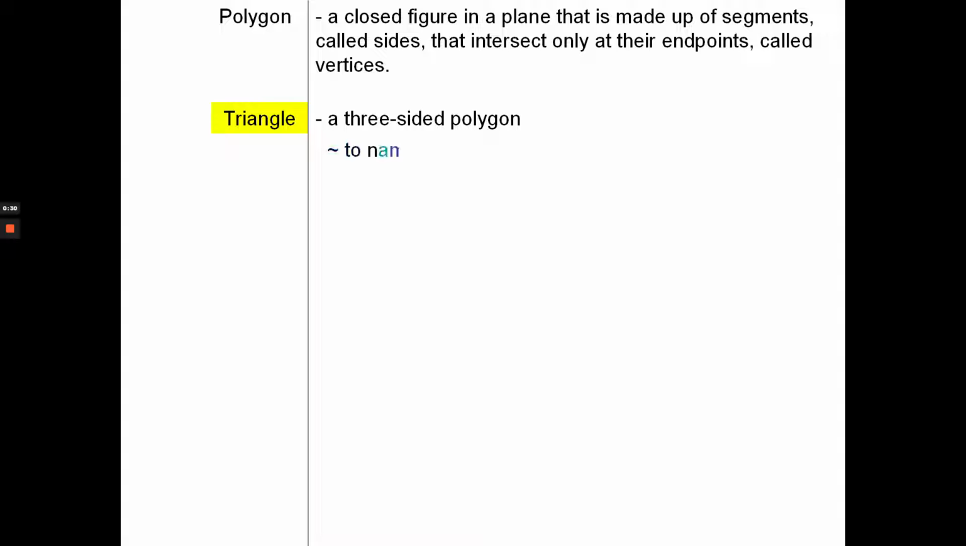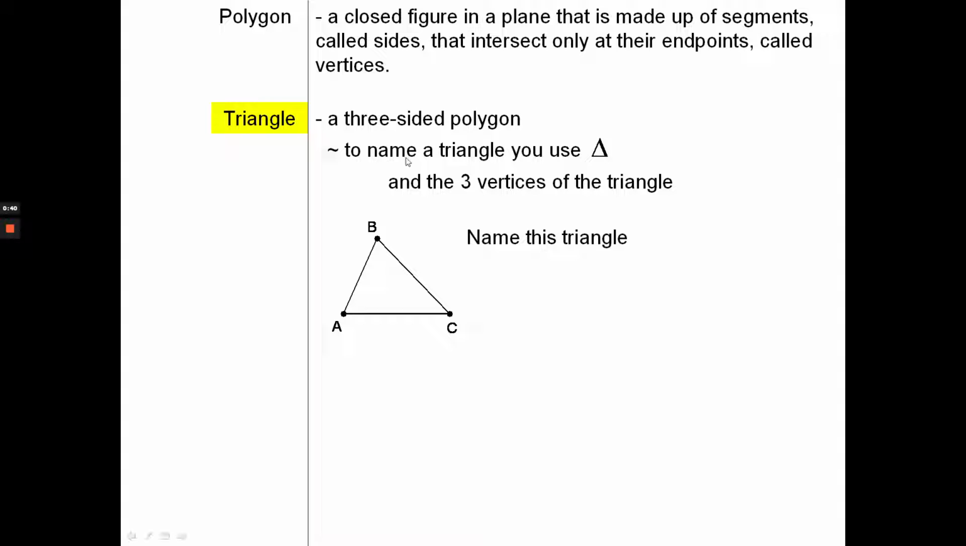First off, we need to define what a polygon is. It is a closed figure in a plane that is made up of segments called sides that intersect only at their endpoints called vertices. Now, our triangle is a three-sided polygon. To name a triangle, you use the triangle symbol and the three vertices of the triangle. So, for instance, this triangle here would be called triangle ABC. You could also call it triangle BAC or triangle CAB or triangle CBA. Okay, just the three corners.